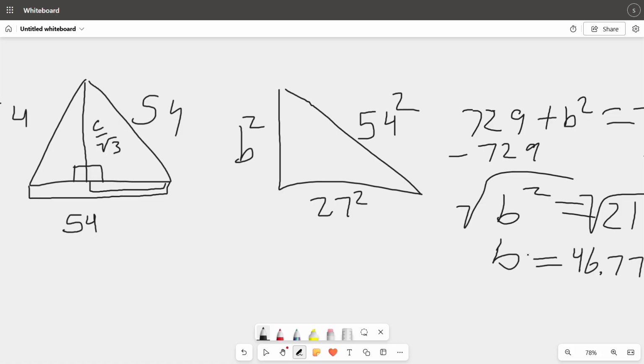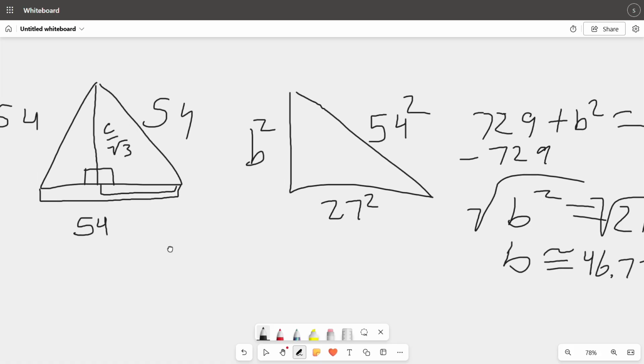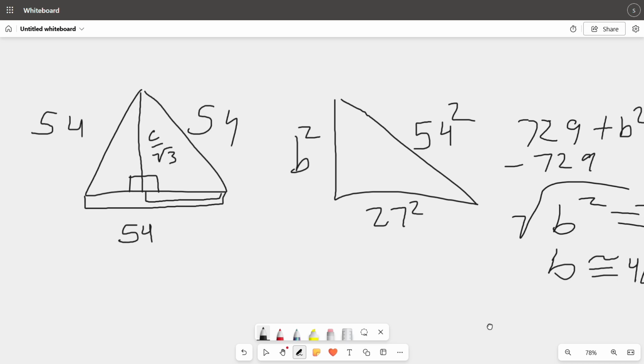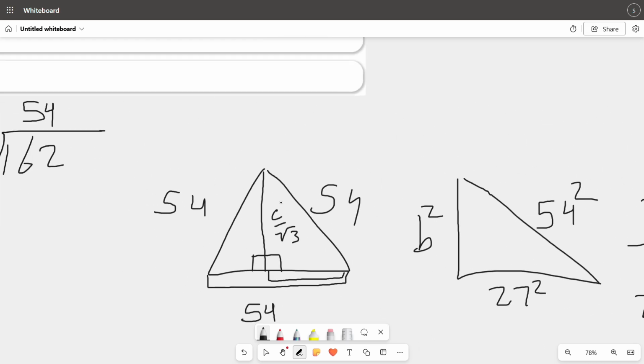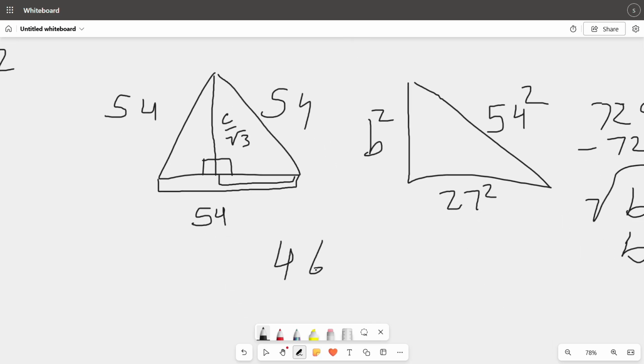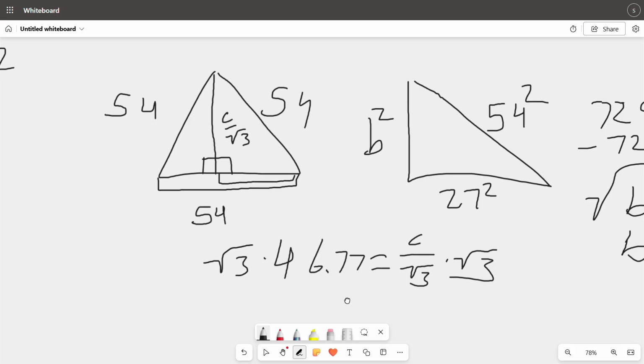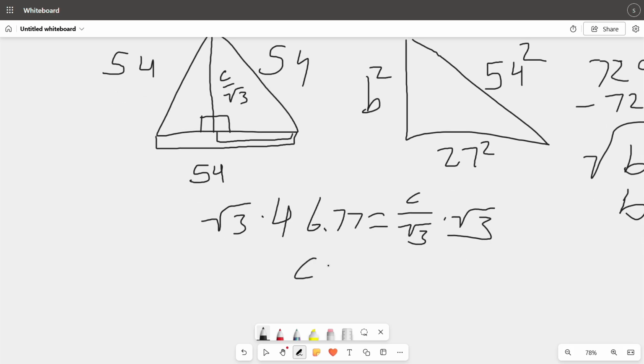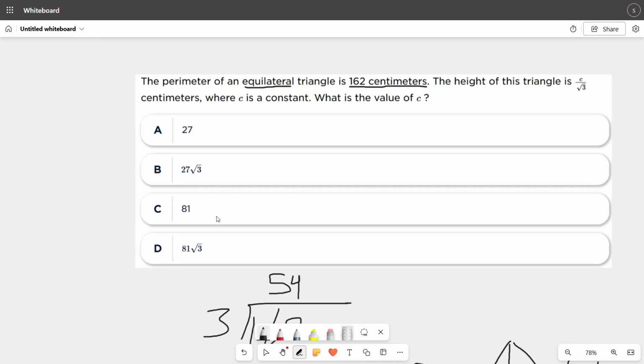So that means that this whole thing would be 46.77, but we aren't looking for the whole thing, we're just looking for c. So we know that 46.77 would equal c over square root 3, and we can multiply by square root 3 on both sides. So we'll get c is equal to 81, and if we look at our answer choices, it looks like C would be correct, which is 81.